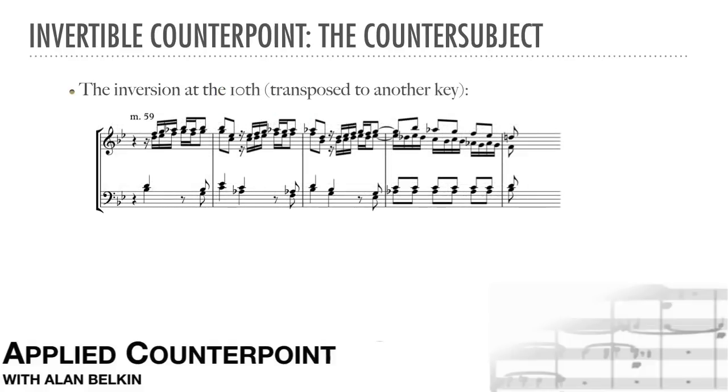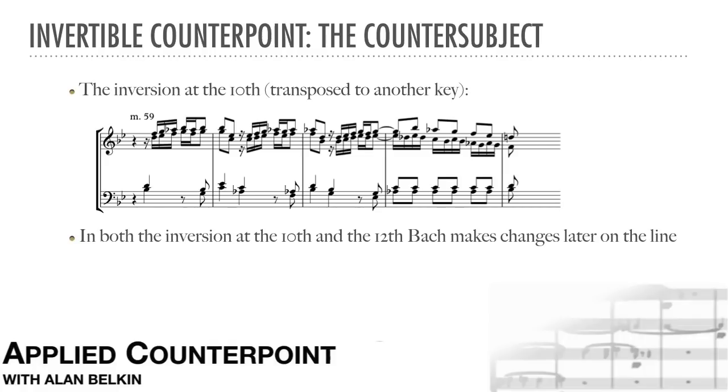Here's the inversion at the 10th, transposed to another key. Since, by definition, the inversion at the 10th has no parallel movement anywhere between the voices, it becomes possible to double one or both lines at the 3rd or the 6th with no fear of parallels. Hence the following passage. In both the inversion at the 10th and the 12th, Bach makes changes later on in the line. This reflects an important fact about counterpoint. Entries stand out more than the rest of the phrase.